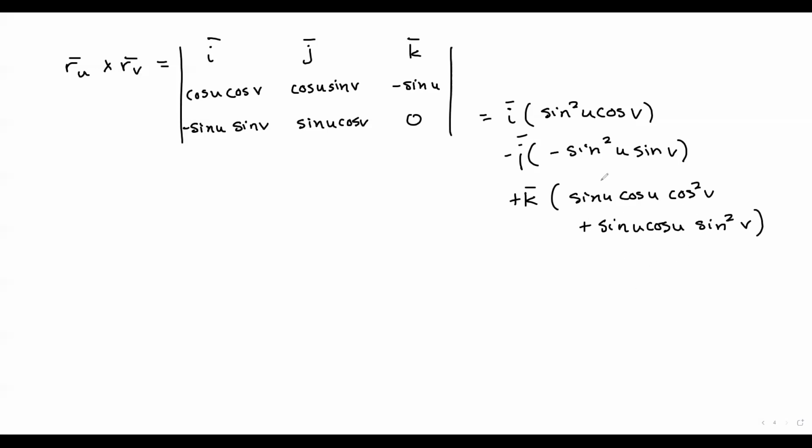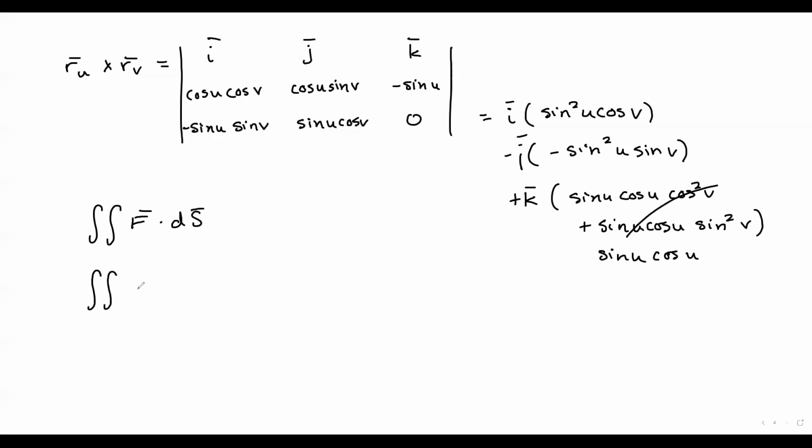All right, and then if you factored out the sine U cosine U here, you'd end up with cosine squared plus sine squared, which is 1. So this whole thing is going to simplify into sine U cosine U. Okay, so once we've got RU cross RV, just like in the last one, the next thing we want to do is to go through and form our F dot dS.